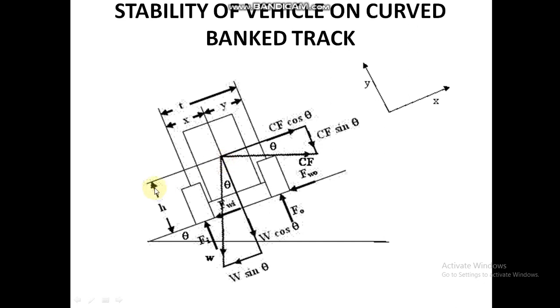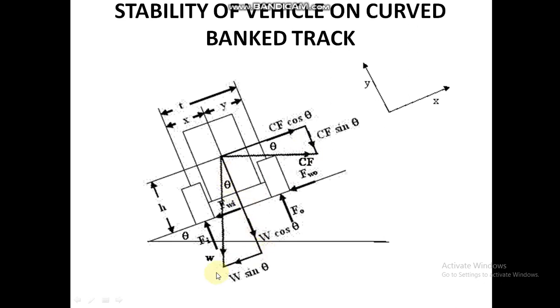Due to the turn taken by the vehicle, it is acted upon by centrifugal force CF, which passes through the center of gravity of the vehicle, and this CF will be converted into two components, CF cos theta and CF sin theta. One is the horizontal component, CF cos theta, and one is the vertical component, CF sin theta. Now, from the center of gravity of the vehicle, this perpendicular force is W, the weight of the vehicle. The weight is also converted into two components, W cos theta and W sin theta.